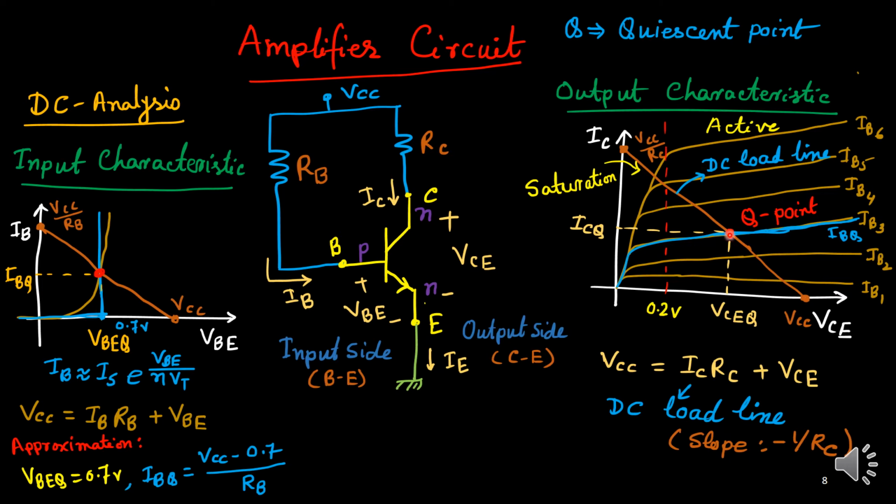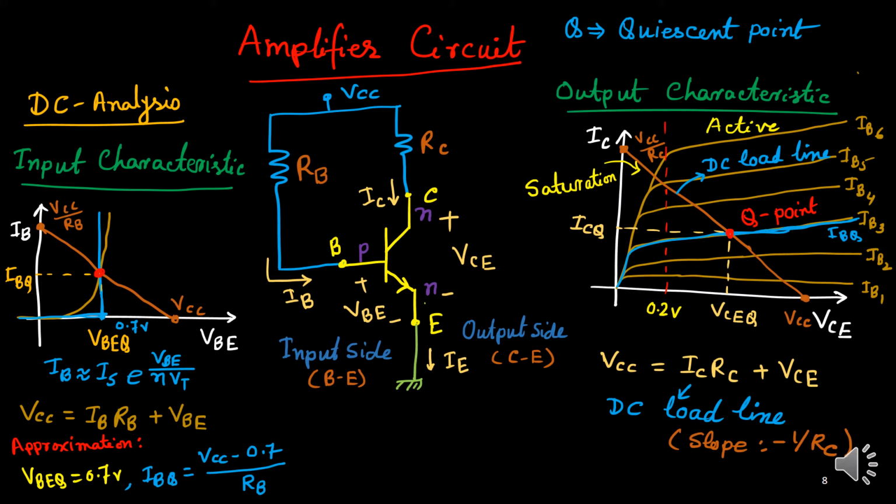This is the Q point, where the DC load line cuts the curve for IBQ. This crossing point is the Q point, the quiescent point. This is the stable operating point we are considering. This height is ICQ, and this length is VCEQ. In the previous lecture, we then tried to understand what amplification is.